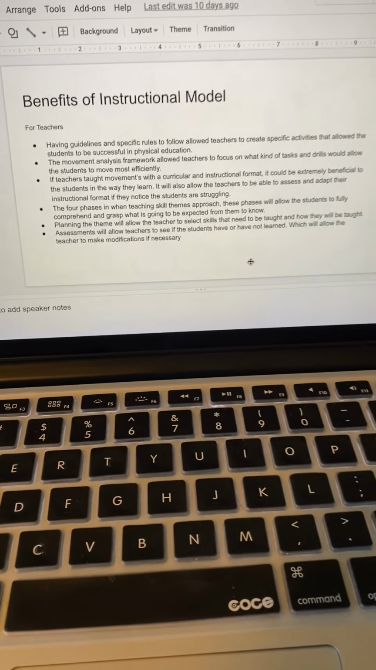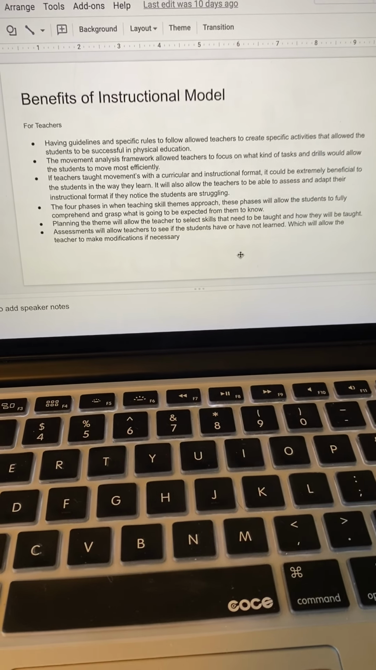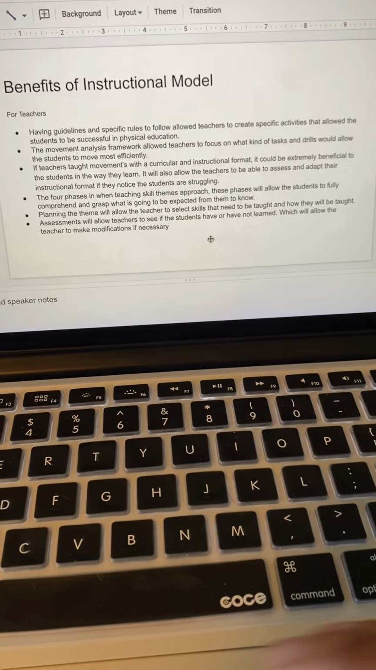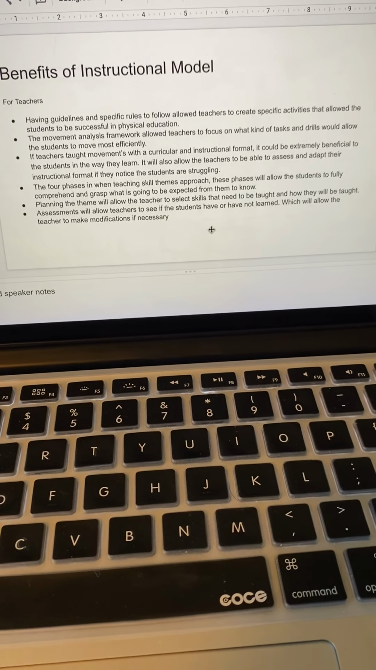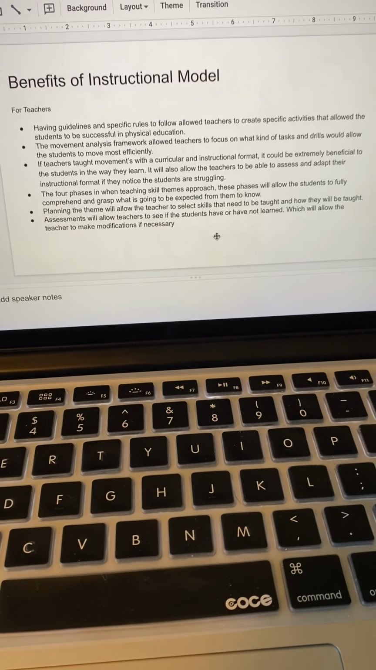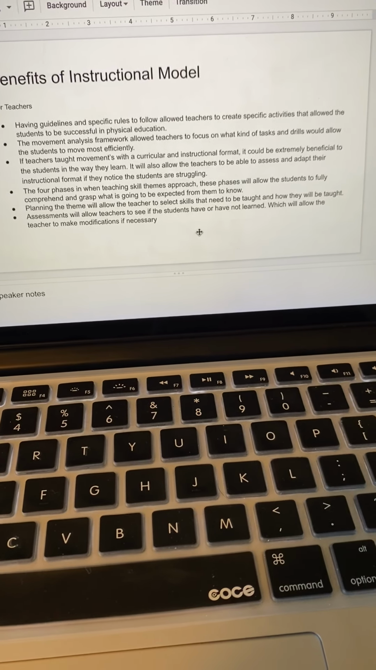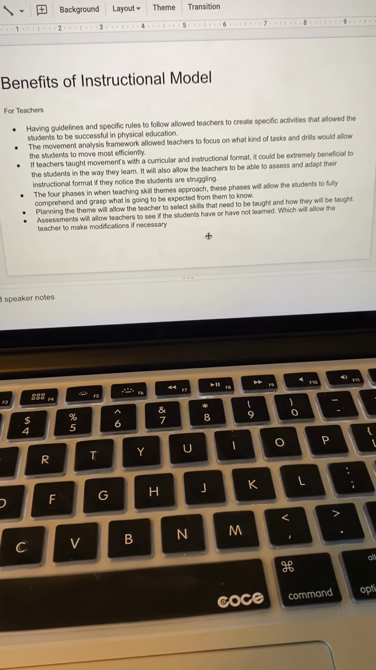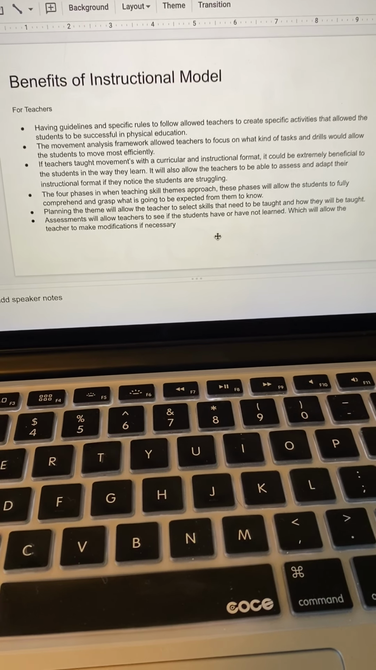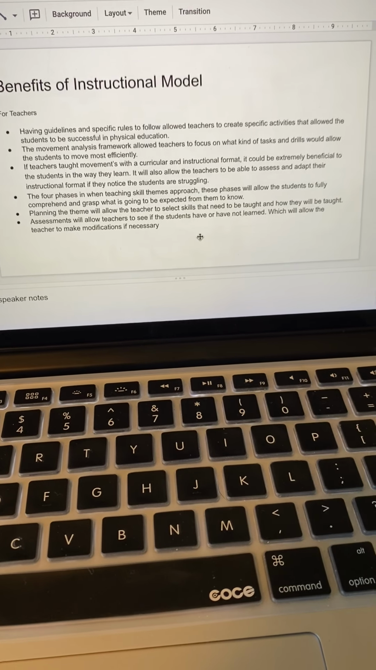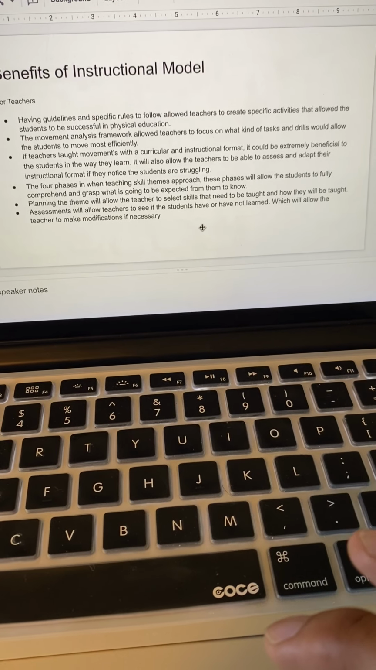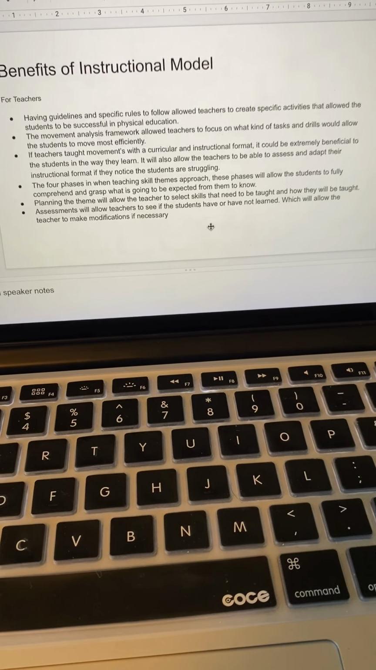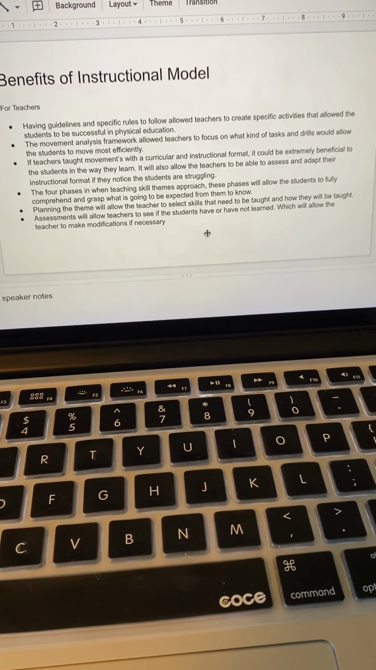Benefits of the instructional model for the teachers. Having guidelines and specific rules to follow will allow the teachers to create specific activities that allow the students to be successful in physical education. The movement analysis framework allowed teachers to focus on what kind of tasks and drills would allow the students to move most efficiently. If teachers taught movements with curricular and instructional format, it could be extremely beneficial to the students in the way they learn.